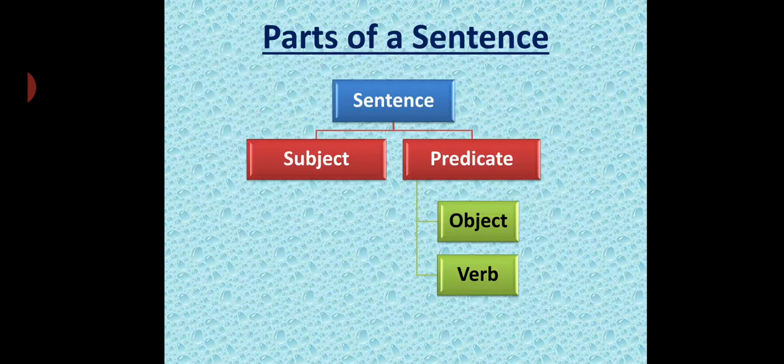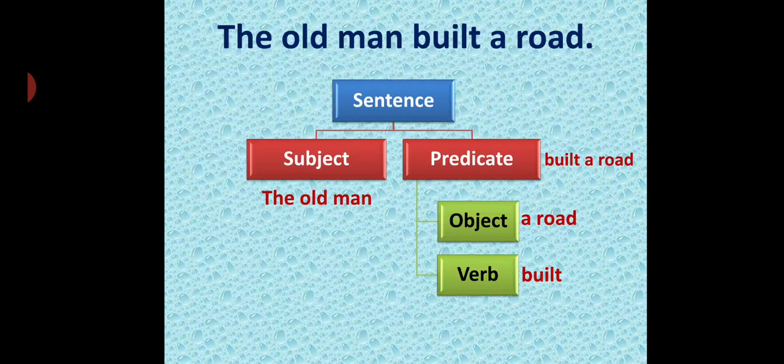For example, if we take as an example, the old man built a road. In this sentence, the subject is old man because the sentence is spoken about the old man. So here the subject is old man. The predicate says something about the subject. It includes the verb and everything that follows it. For example, in the same sentence, the old man built a road, the predicate is built a road.